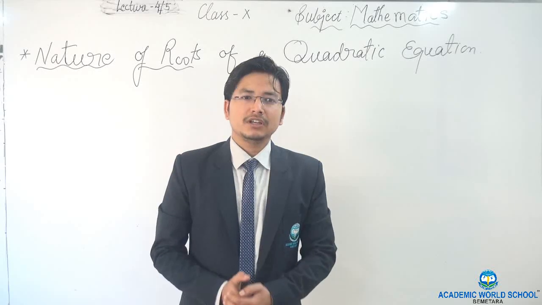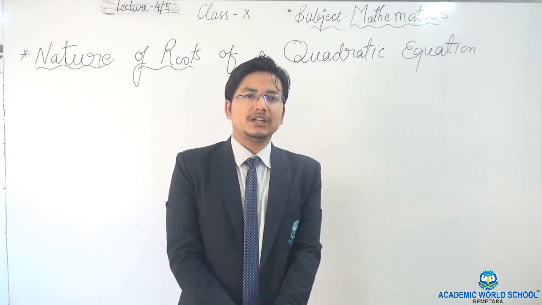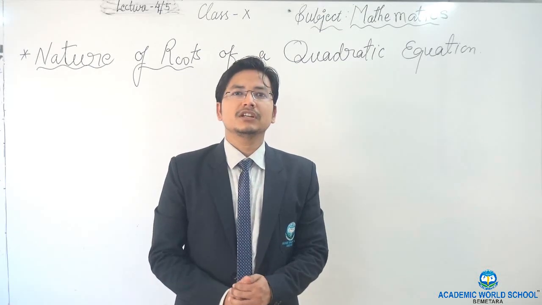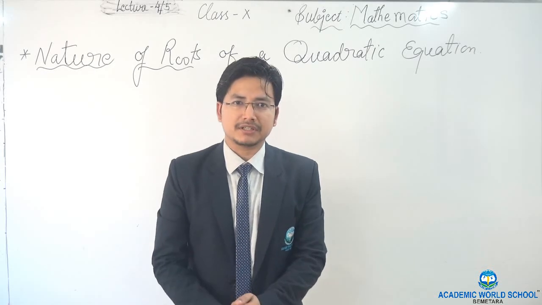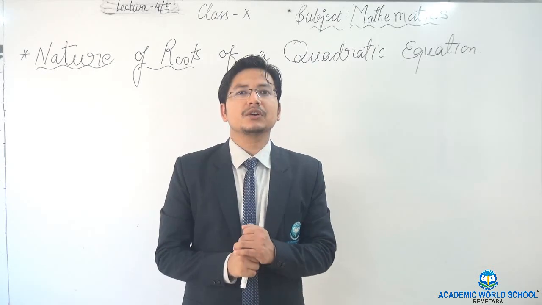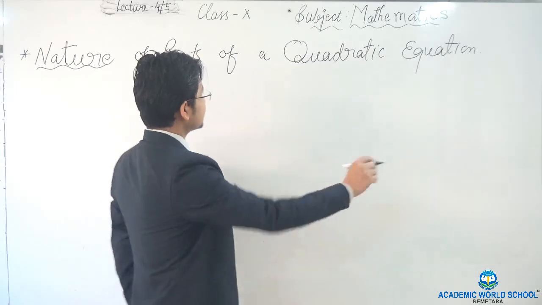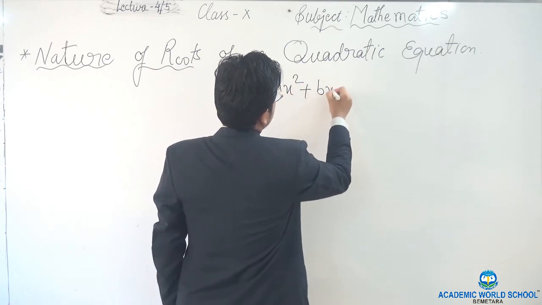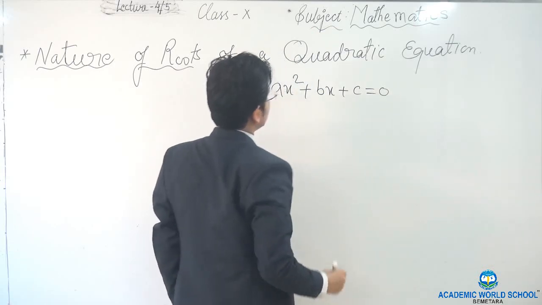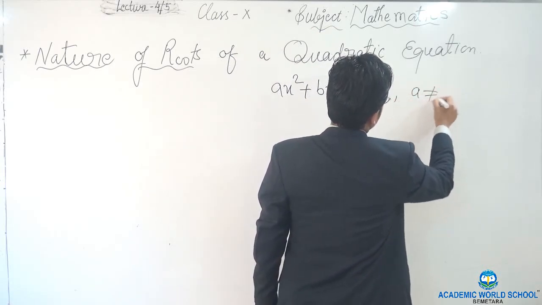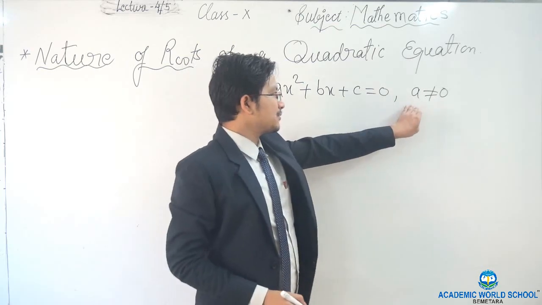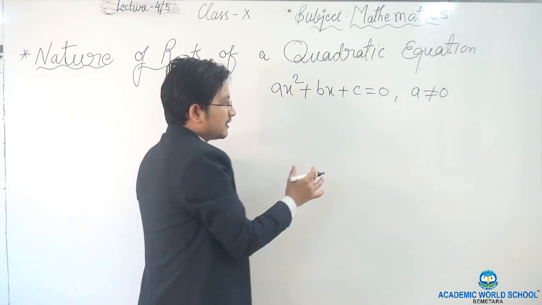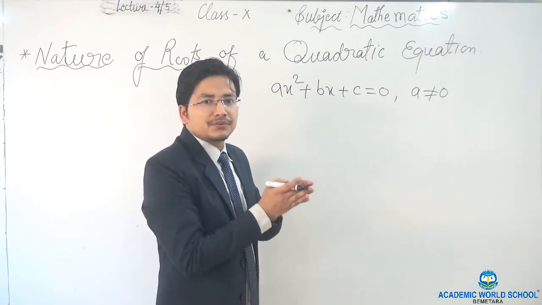So this will be the fourth video lesson, and in this particular lesson we will be discussing the nature of roots of a quadratic equation. Nature of roots of a quadratic equation. So a quadratic equation ax² + bx + c = 0. This is a quadratic equation, and we know this very well. This a should not be equal to 0. Then for this quadratic equation we have to identify the nature of roots.